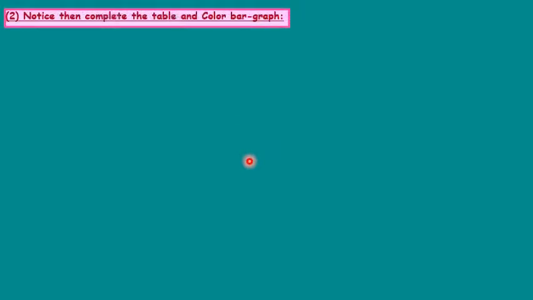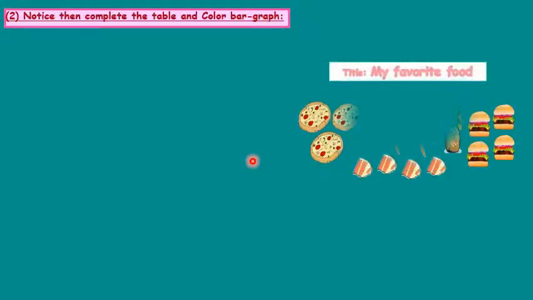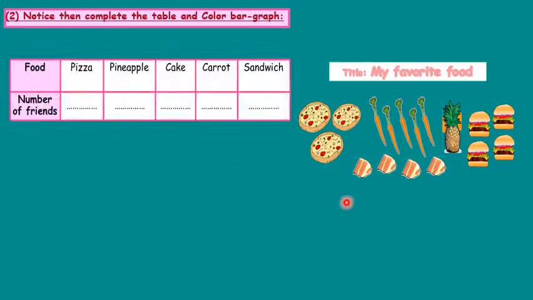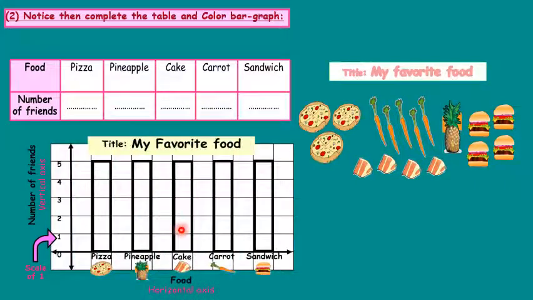The next one, note, then complete the table and color the bar graph. So here we have random data, which is my favorite food. And here we have a table in which I represent and organize this data. And here we have a bar graph, which I should represent after I finish this table. Do you remember how we can organize this data? I will count how many pizzas and represent it here.